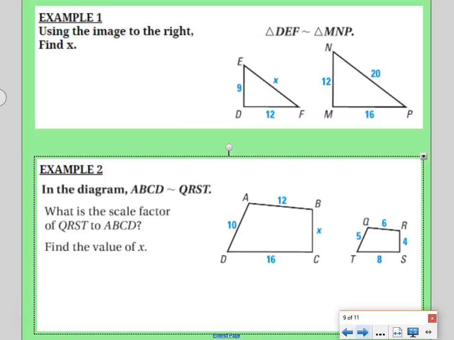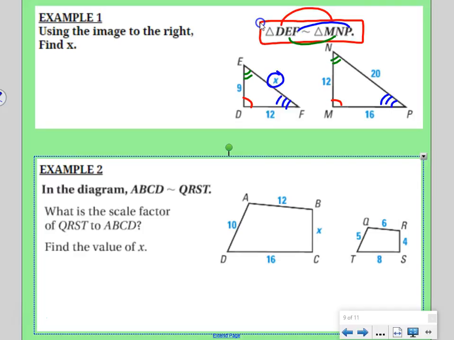Example 1, using the image to the right, find x. Well, our image to the right tells us that triangle DEF is congruent to triangle MNP. So we know that D and M are going to be congruent angles. We know that E and N are also going to be congruent angles. And we know that F and P are going to be congruent. All right, so now we just need to find x.